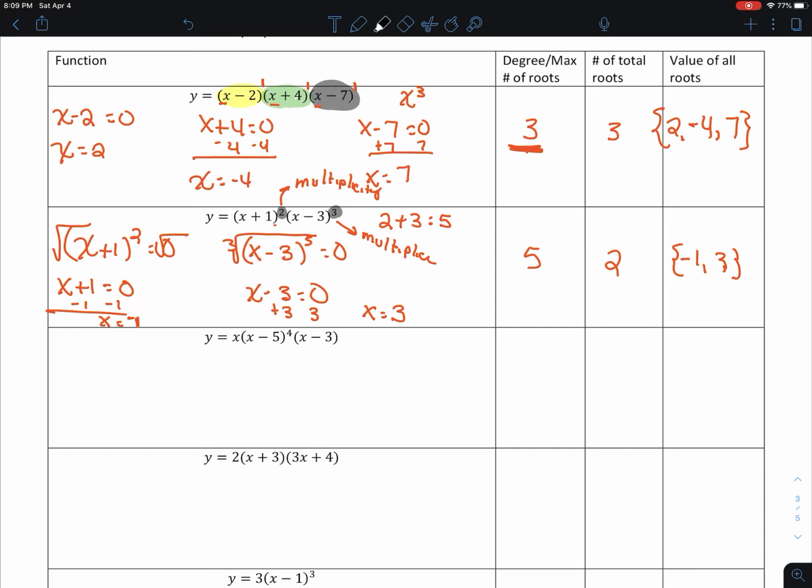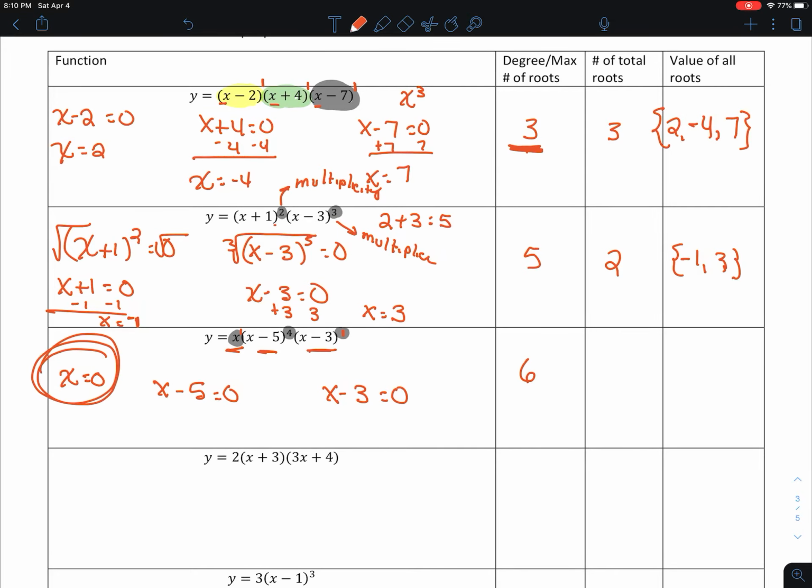What is the degree of this problem? Well, remember here, there's a degree of 1, there's a degree of 4, and there's a degree of 1. Even though we don't see it, it's understood that there's a degree of 1 here and 1 here. So this has a degree of 4, 5, 6. So it has 6 possible roots, but let's see how many it actually has. So we have to set each factor equal to 0. So that's going to be x is equal to 0, x minus 5 is equal to 0, and x minus 3 is equal to 0.